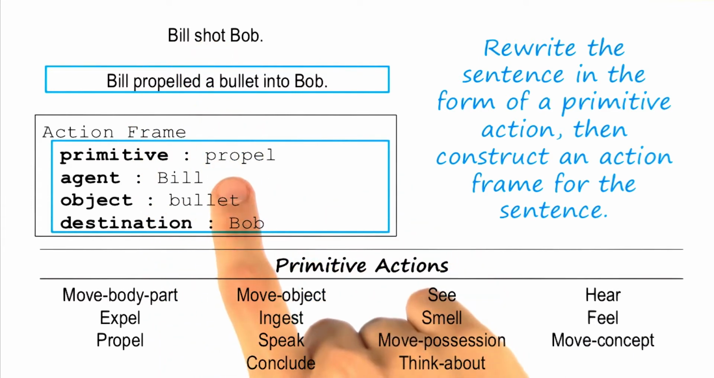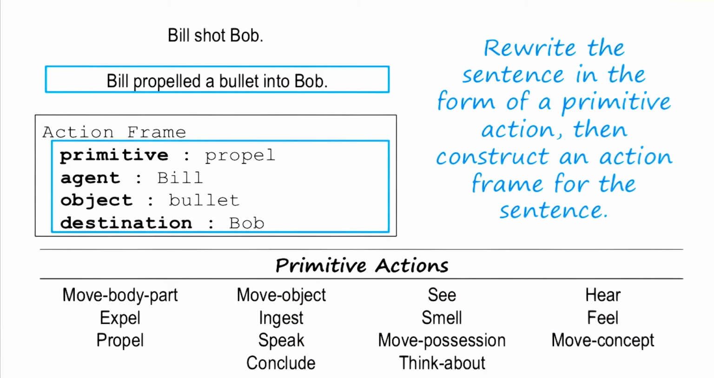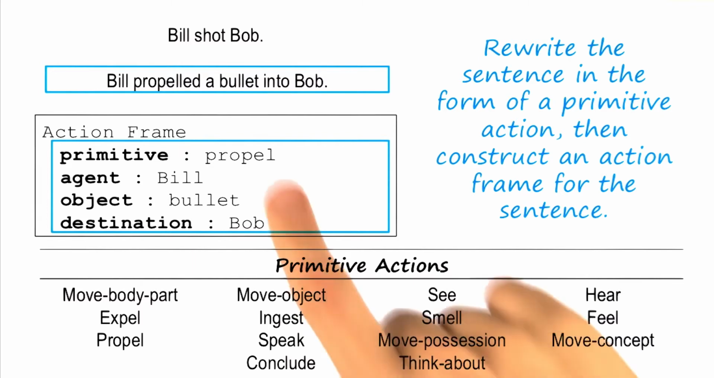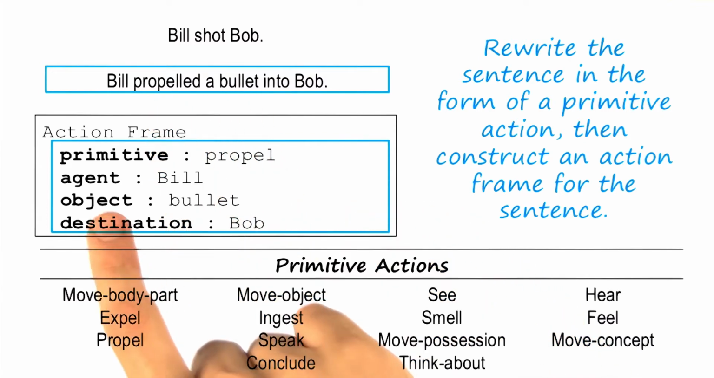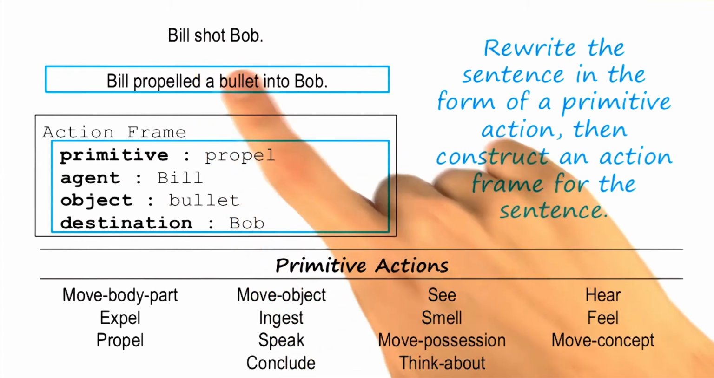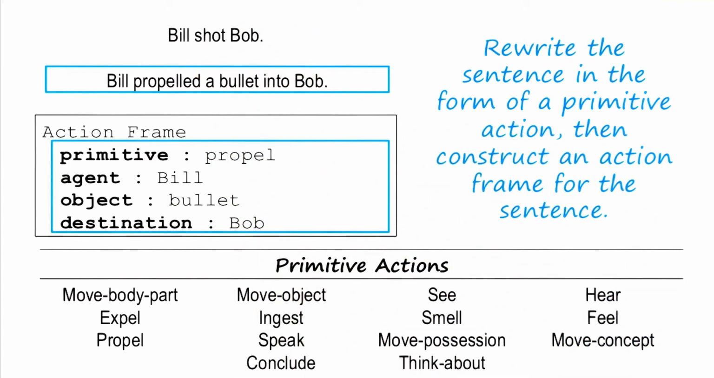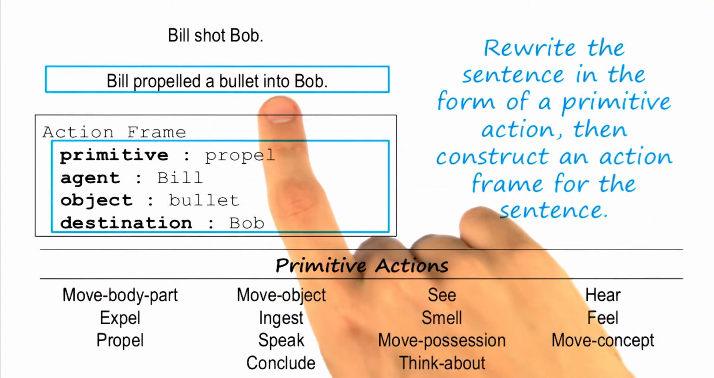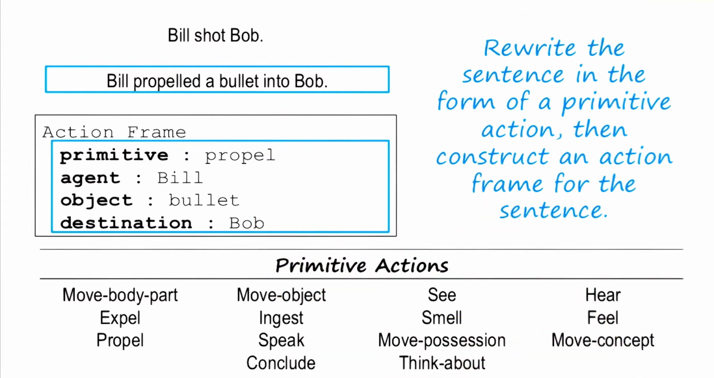Given that, I now have propel as my primitive. I have the same rule that says an animate agent that immediately precedes the verb becomes the agent in the frame. So Bill is now my agent. I have my rule that says an inanimate object that immediately follows the verb becomes the object. So bullet is now my object. Even though bullet wasn't in the original sentence, it's by rephrasing it that I can pull that object out. And I can use the constraints of into to determine that the destination of the bullet is inside Bob.